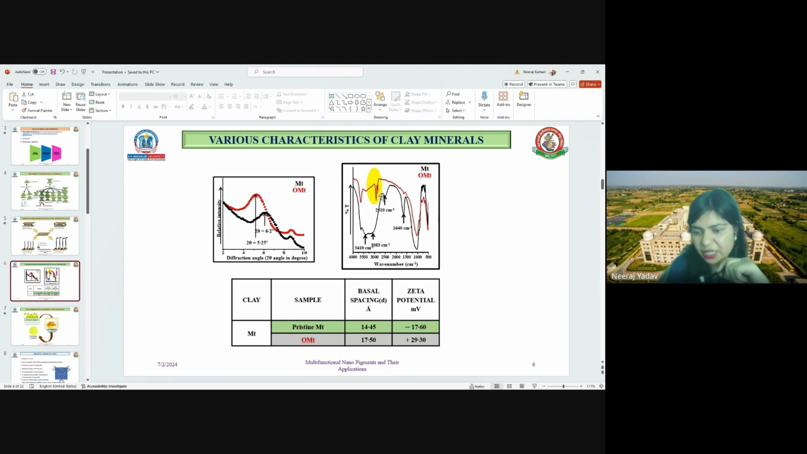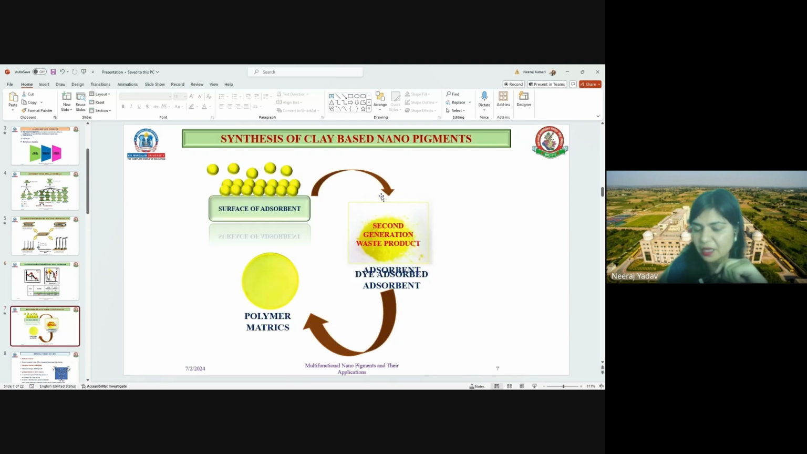Now generally, in most of the literature, what people do is use a suitable adsorbent, only dyes are removed from the water bodies, and that's it. But they are not using that dye adsorbent. What we can call the dye adsorbent is a second generation product. So in our work, we are using this second generation product as a nanopigment in the polymer matrix to form the polymer film.